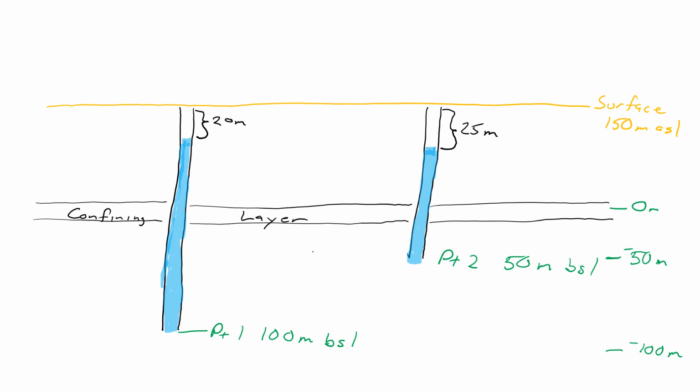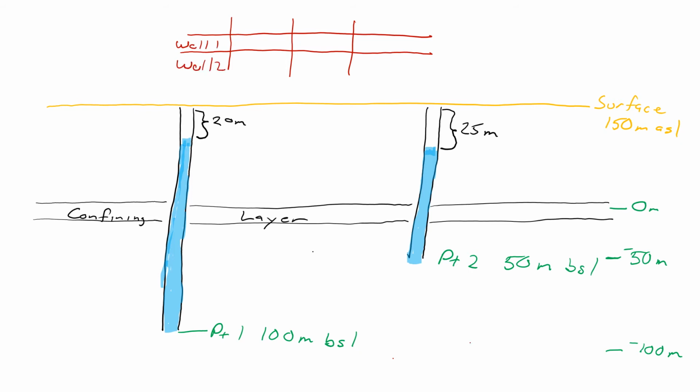Okay, so now we actually have all the information we need to fill out the table here. So let me make a little table. This is going to be well 1. It's going to be well 2. We're going to have total head, elevation head, and pressure. Total head is the elevation of the top of the water surface relative to sea level.